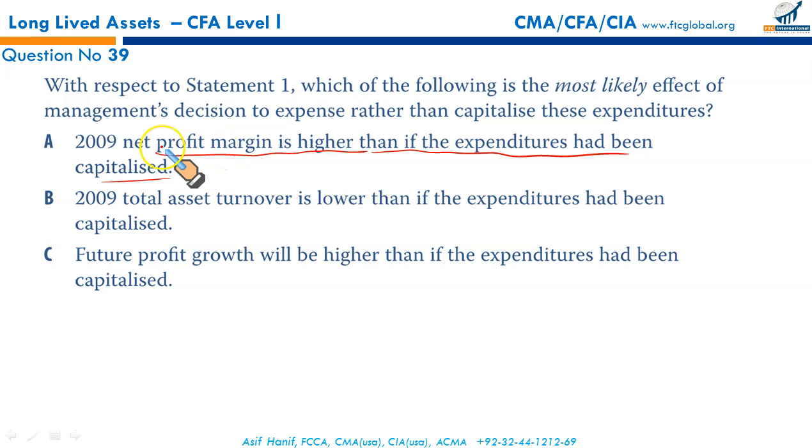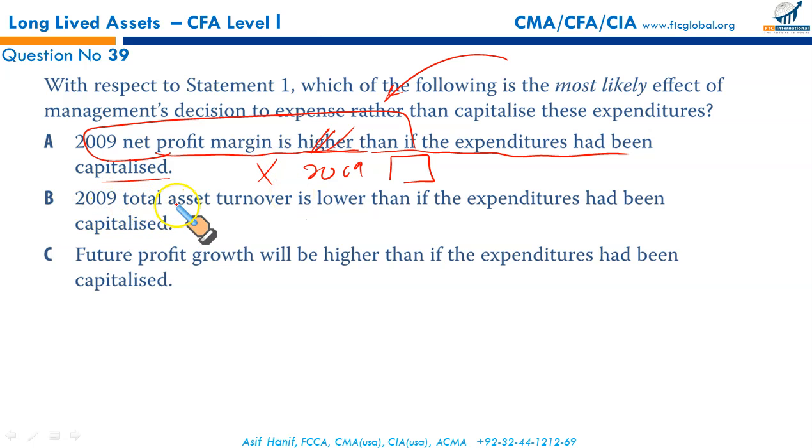The net profit margin for 2009, since you have expensed it, so your 2009 net income is lower. Not correct, because you have expensed this rather than capitalizing it. The 2009 net profit margin is not higher, it is lower than with capitalization. This is a wrong option.